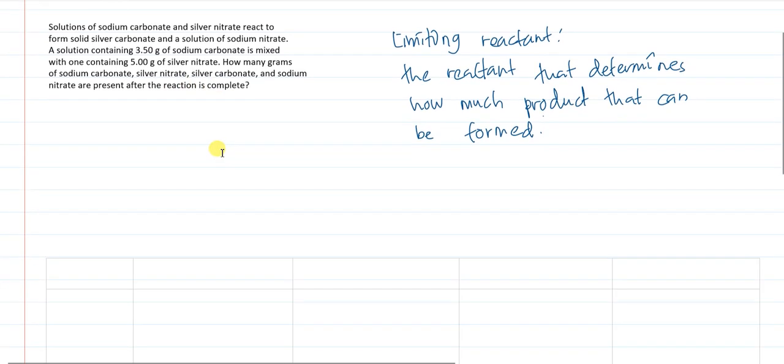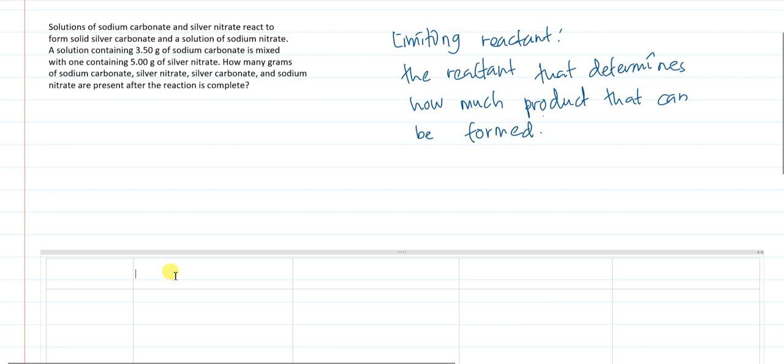So in this question, first of all, we have to determine which one is the limiting and which one is the excess reactant. And once we have discovered the limiting reactant, we can use that amount of limiting reactant to predict the amount of products that can be formed. In this question, you are not given the chemical equation, therefore you ought to know what these species are, and you are supposed to write down the chemical equations yourself. So let's have a look.